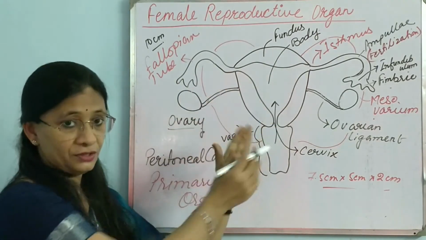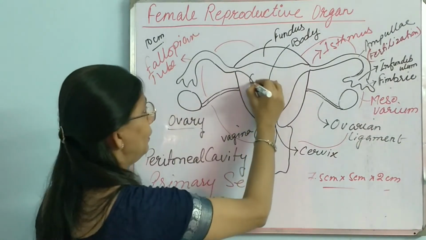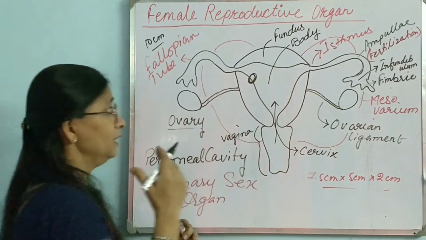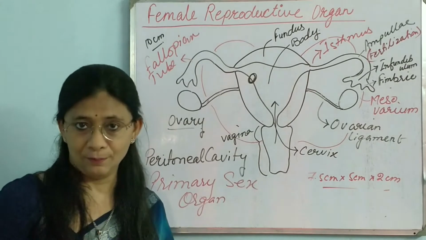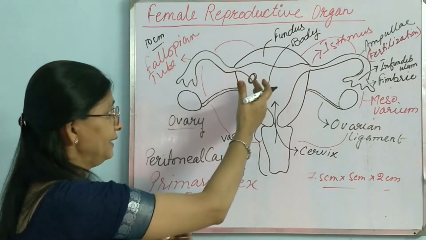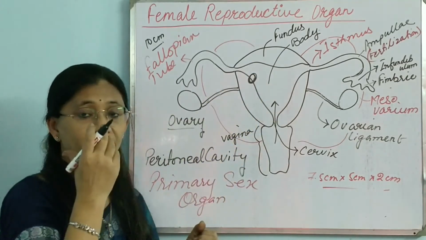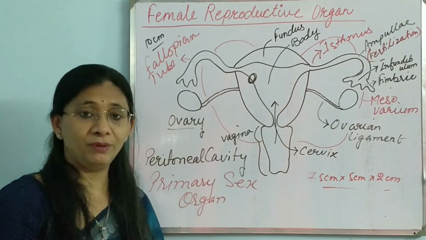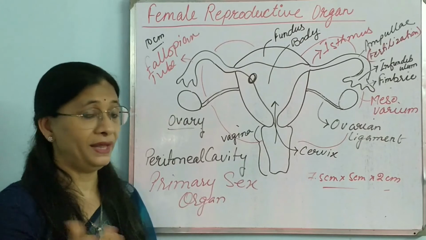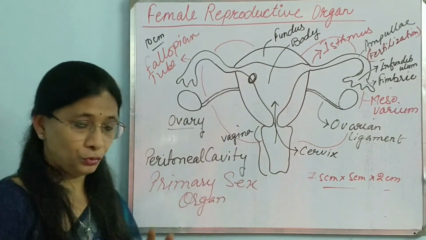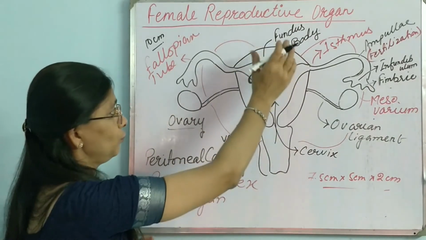Then we have the uterus, where the baby is implanted. The zygote is implanted here, and the development of the baby happens in the uterus. The full development of the baby, which takes 9 months and a few more days, happens in the uterus. So that is what the uterus is.